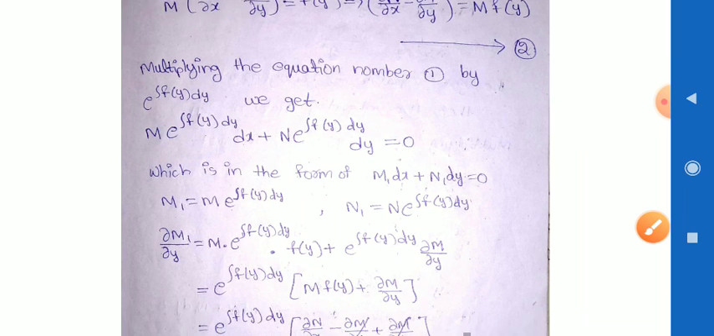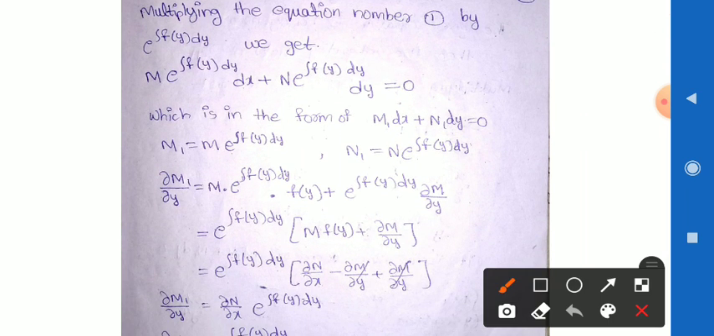For this I am checking m1 dx plus n1 dy is equal to 0. I am checking dou m1 by dou y value and dou n1 by dou x value. If these two values are equal, then we conclude that m1 dx plus n1 dy is an exact differential equation. For this, m1 value is given, and I am doing partial differentiation with respect to y.